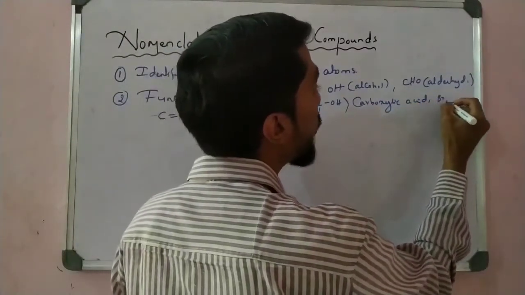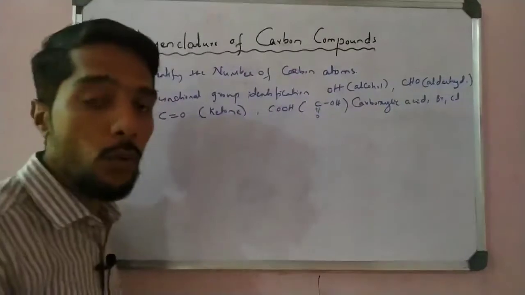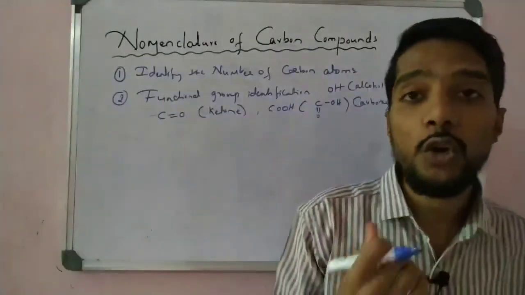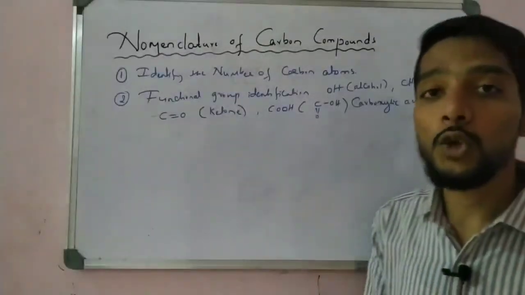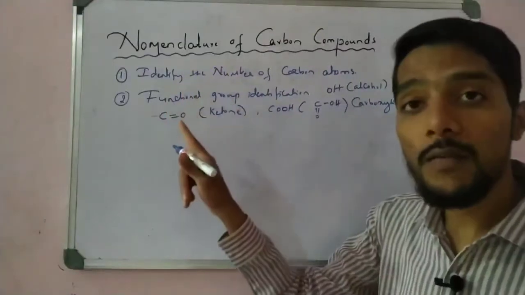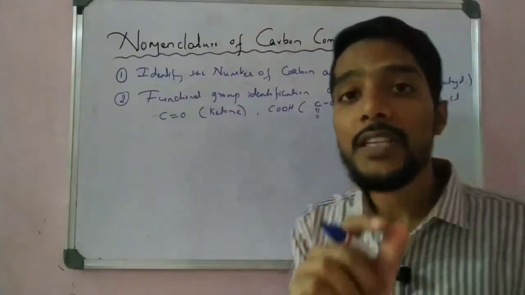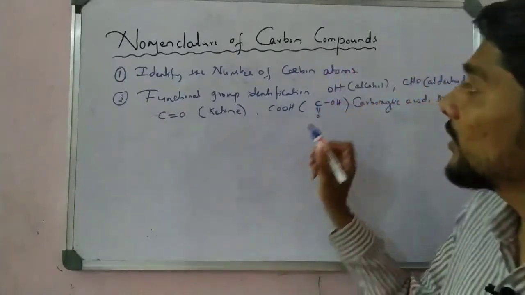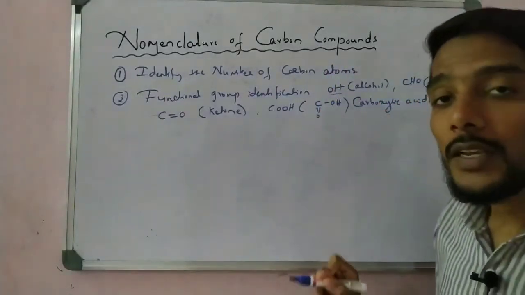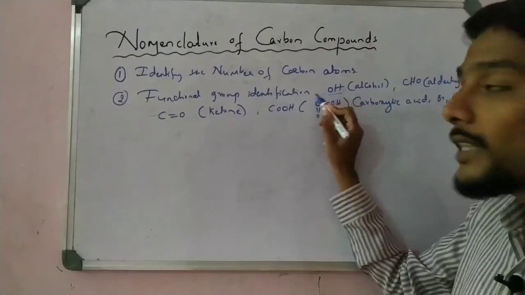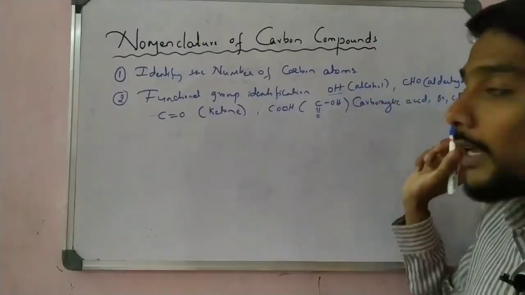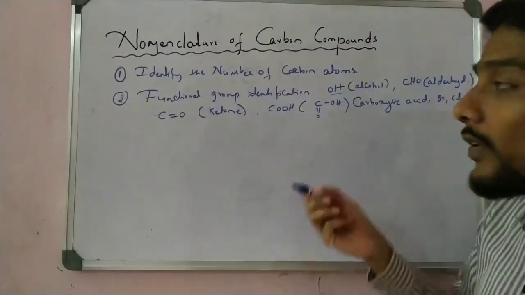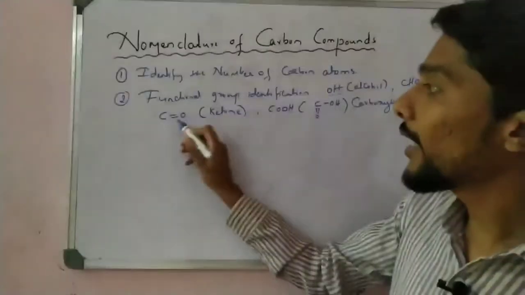And then Br is bromo, and Cl is chloro. So these are the functional groups. After counting the number of carbons, you check for the presence of a functional group, and which functional group is present here. If OH is attached to the carbon, we say it is alcohol. If CHO is attached to the carbon, we say it is an aldehyde, and similarly ketone.